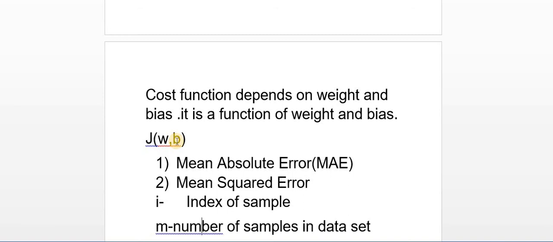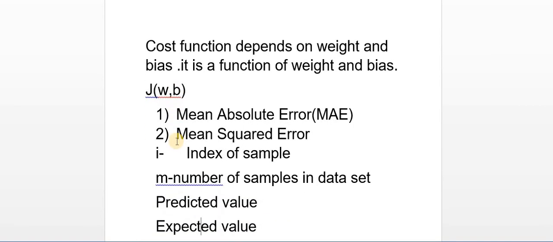And again, when we discuss cost function, there are mainly two types of cost functions. One is the mean absolute error, denoted by MAE, and the other is the mean squared error, denoted by MSE. These are the two types of cost functions we usually use in machine learning and data science.